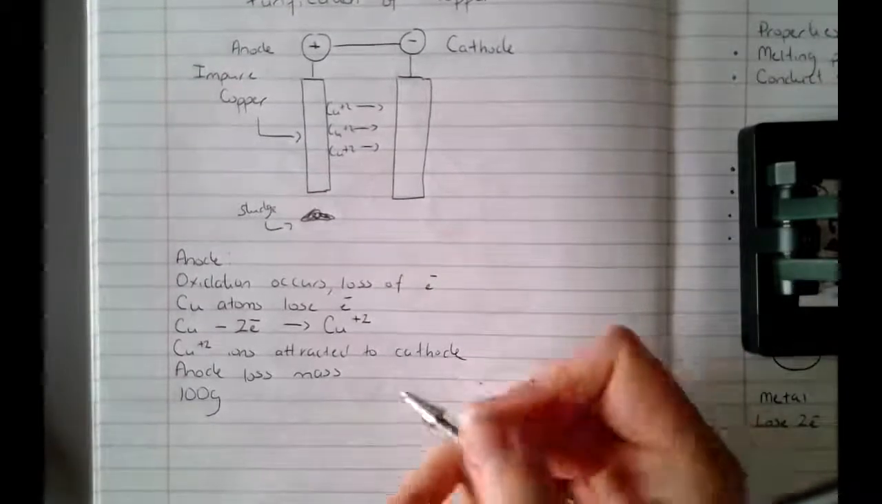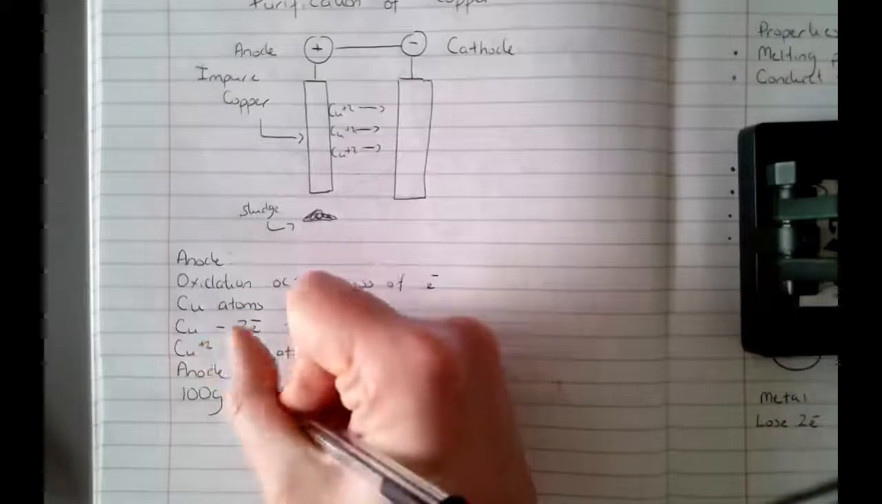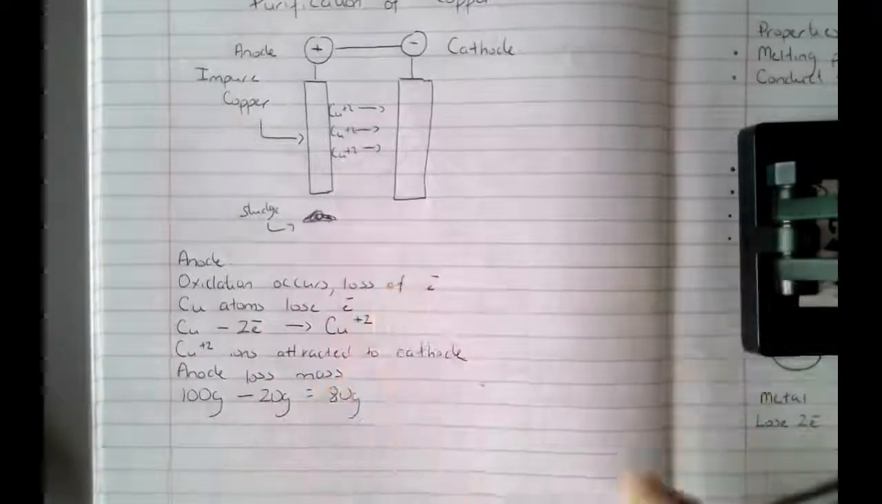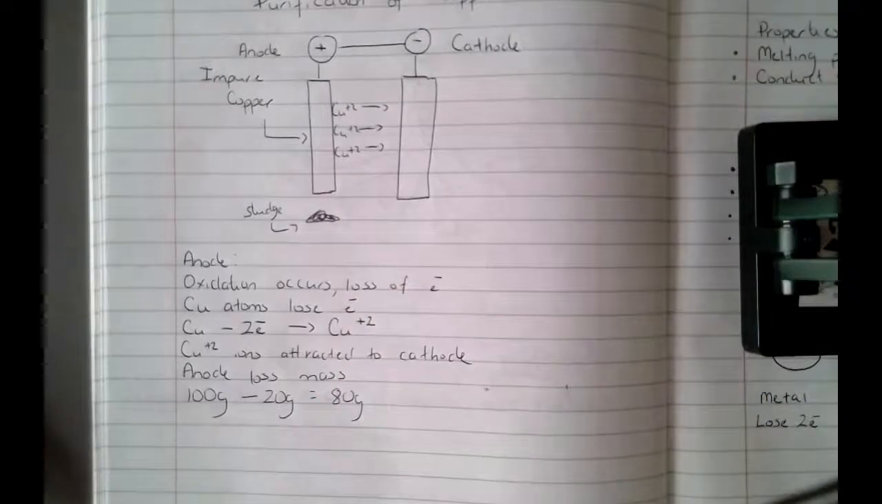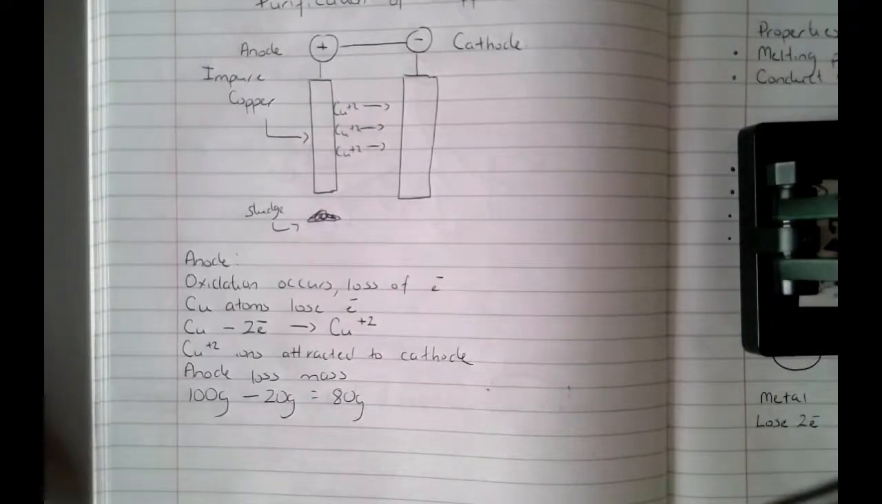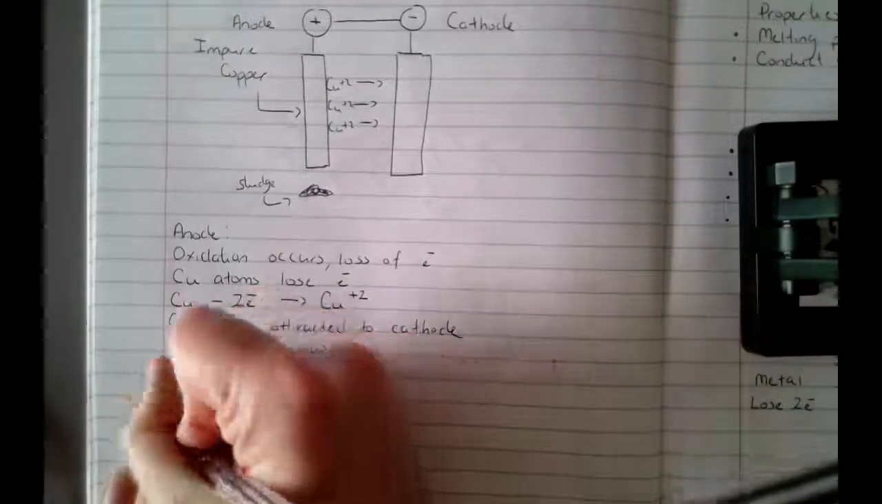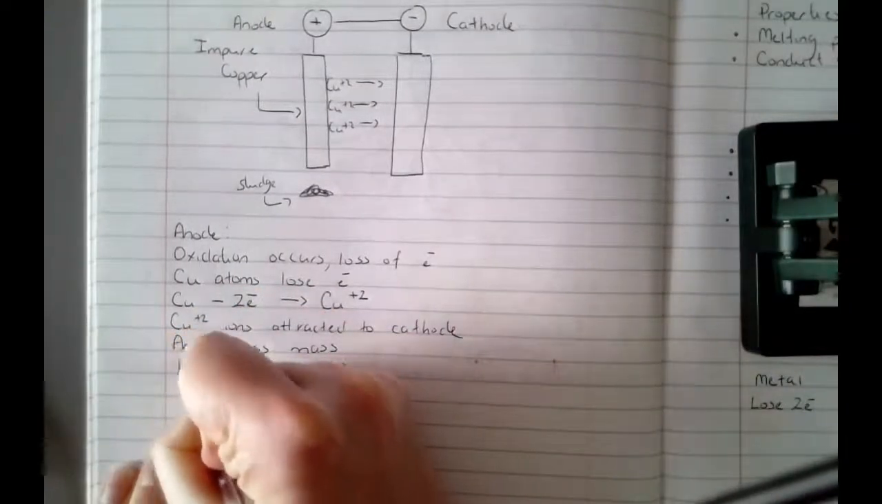So you're going to end up losing mass. Let's just say we lost 20 grams over the course of the experiment, and you end up with a smaller mass at the anode at the end. So that's the anode. Now we need to look at the cathode.